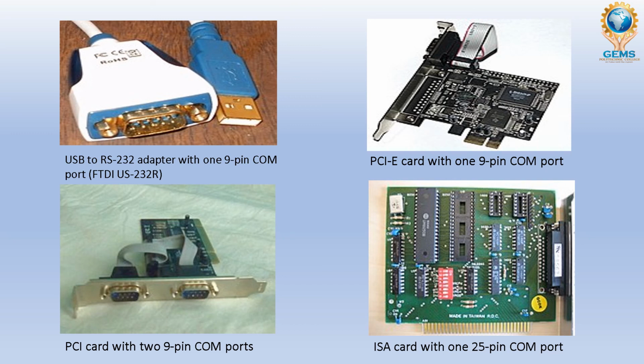An ISA card with a 25-pin COM port. Normally, for communication it will use 9 pins, but sometimes it comes with what is called an ISA card, Industry Standard Architecture card, which comes with a 25-pin COM port. So this is a card to connect COM port devices to the system.